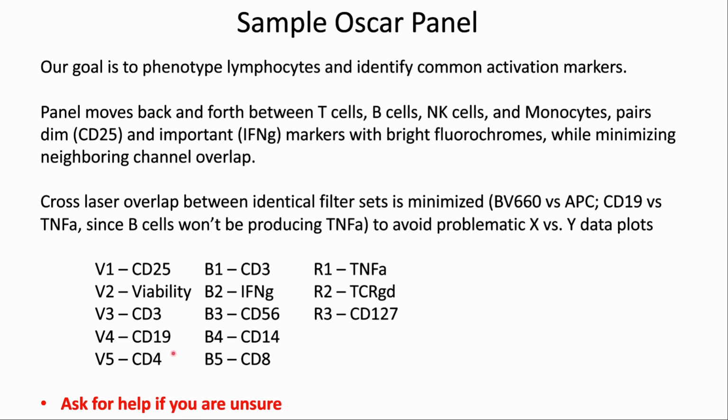For the blue laser, we avoid overlap between PE and PE Dazzle with CD56 in the PE Dazzle channel. We also have monocytes in the PerCP going back to T cells with PE Cy7. Finally, for the red laser, we place an informational marker, gamma delta, in the Alexa 700, which will have no spillover with our Treg marker CD127.